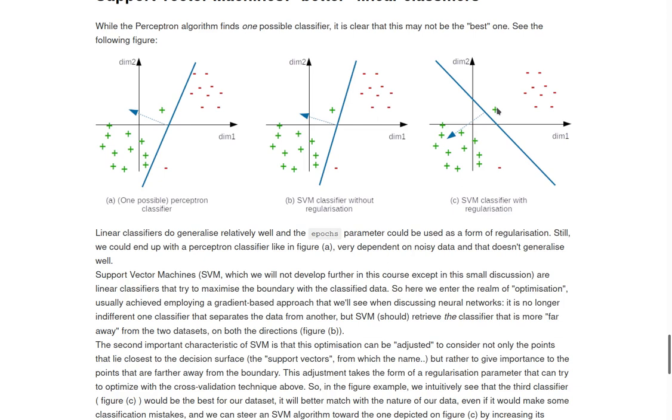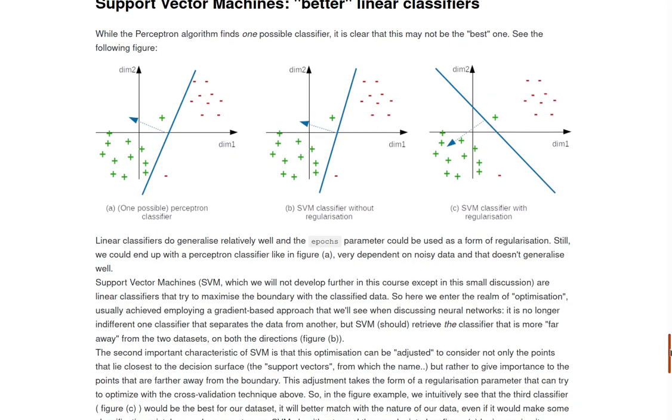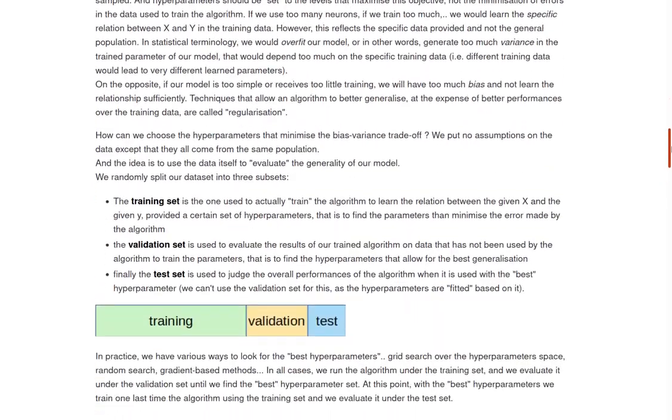And the way we'll find this optimal regularization hyperparameter is indeed using cross validation or the normal validations that we saw here.